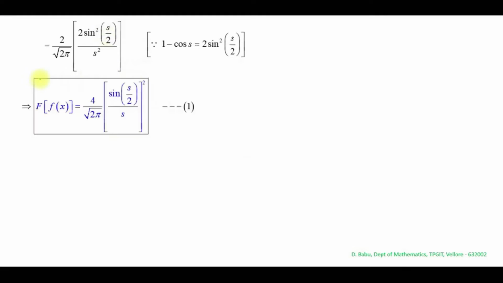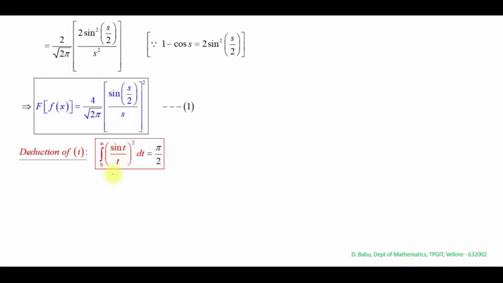So, which can be written as 2 into 2, 4 divided by square root of 2 pi, sin s by 2 divided by s the whole square. So, this is the first part of this problem. So, take this as equation number 1. Next, deduction of 1. We have to prove integral 0 to infinity, sin t by t whole square dt equal to pi by 2.